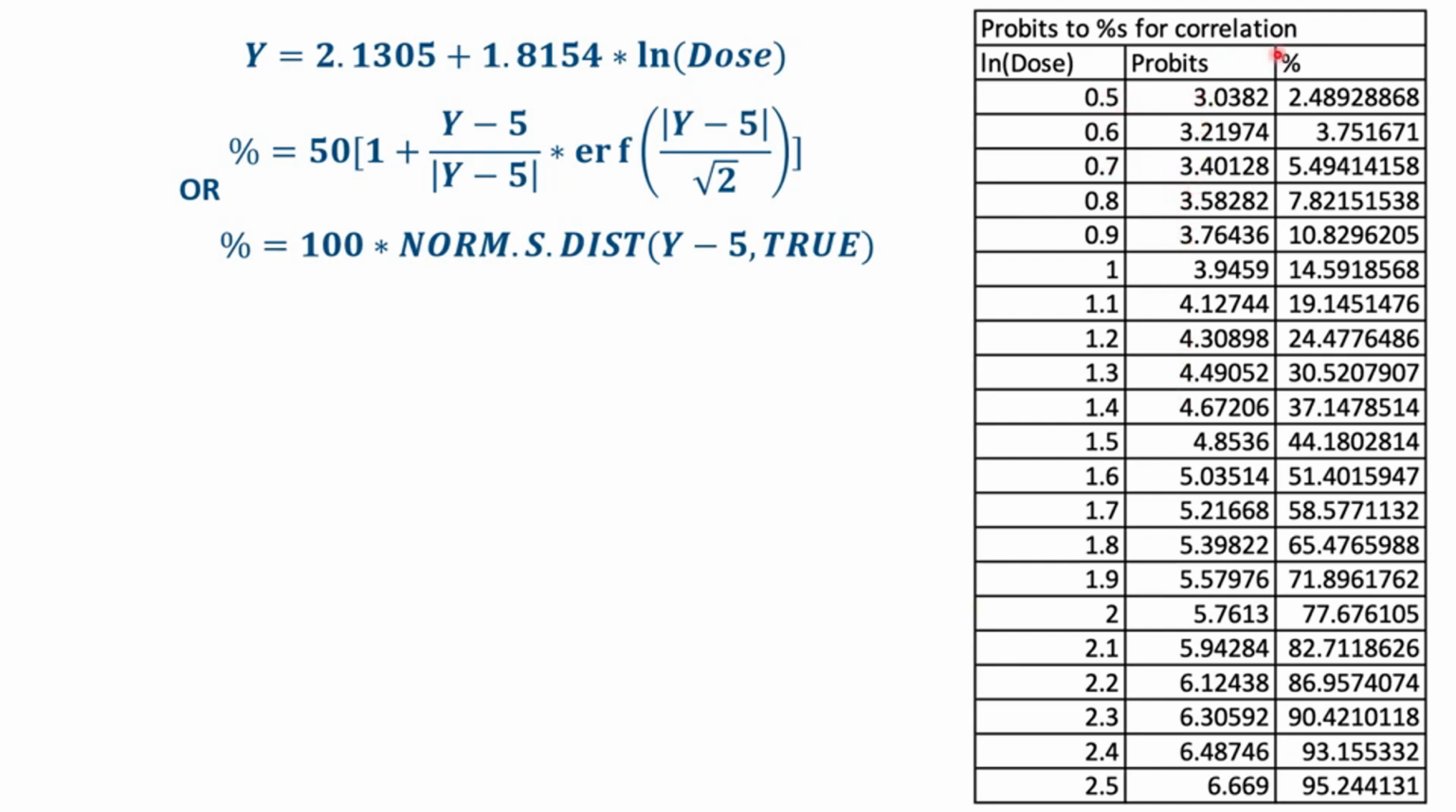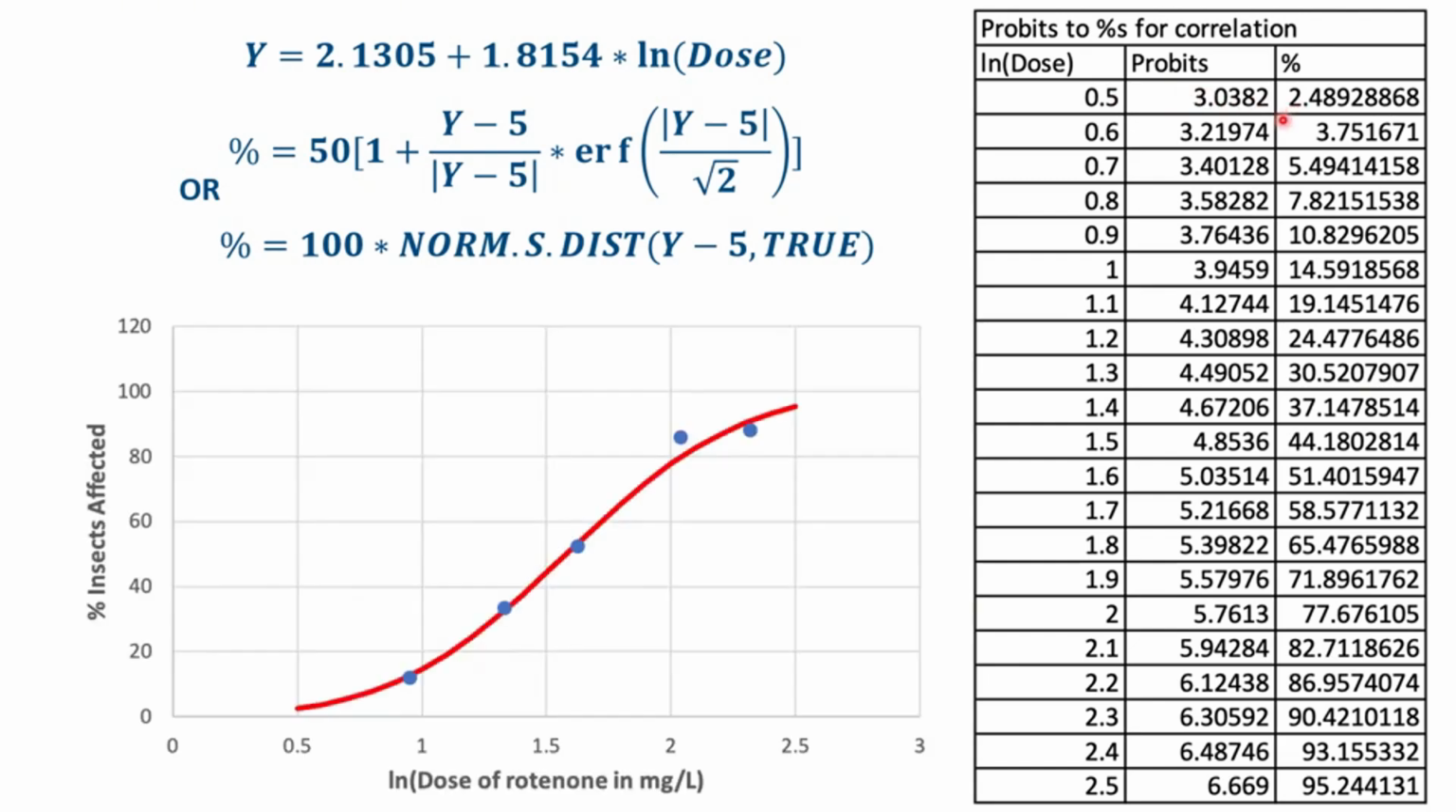The next column to convert this to percentage, I did it for both functions. It's the same thing. We're plugging in y here either into this function and calculating percentage, or you could use this Excel function and convert from probits to percentages just the same. And so this will give you a percentage impacted at all of these natural logs of the doses.